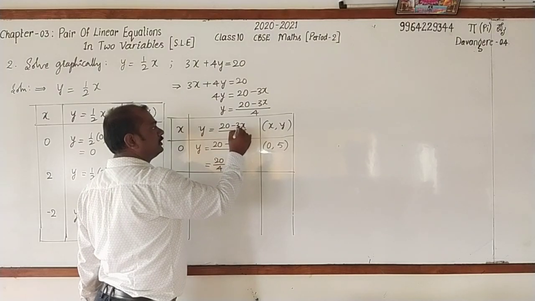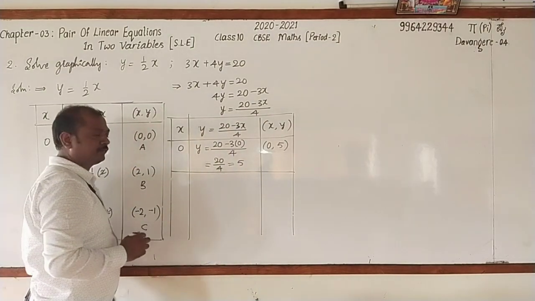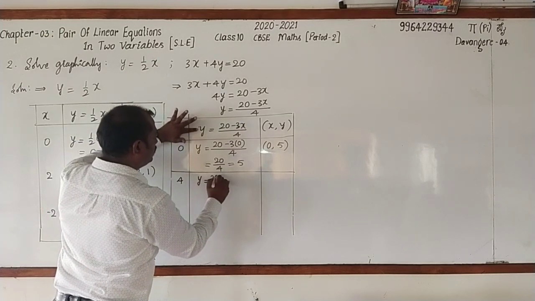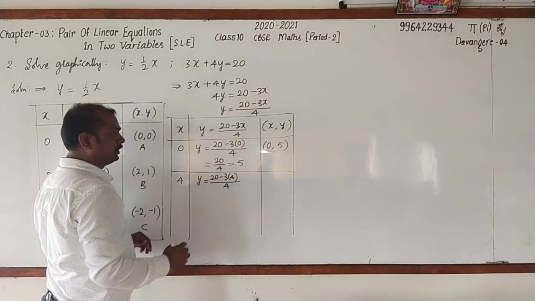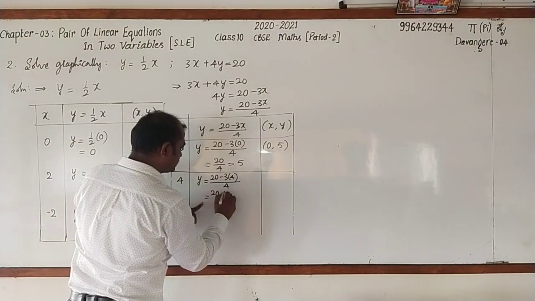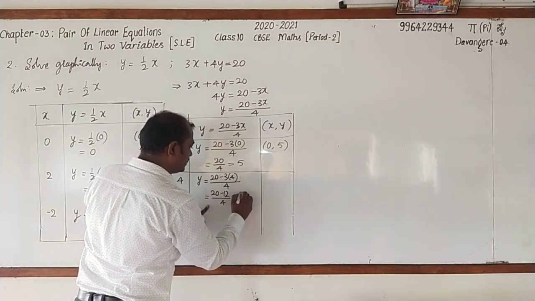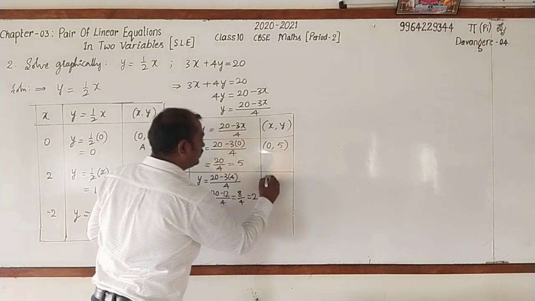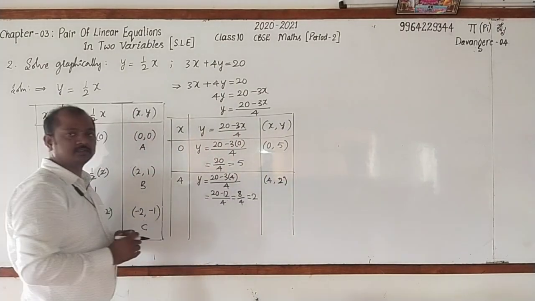Go for taking 4. 3 fours are 12, minus 12. 20 minus 12 is 8. 8 is divisible by 4. I'll take 4. Then y is equal to (20 minus 3 into 4) by 4. Then this is 20 minus 12 by 4. 20 minus 12 is 8. 8 by 4 is 2. Now 4 comma 2. When x is 4, y is 2.